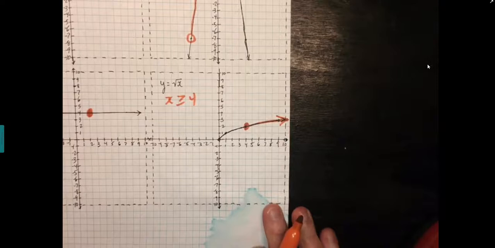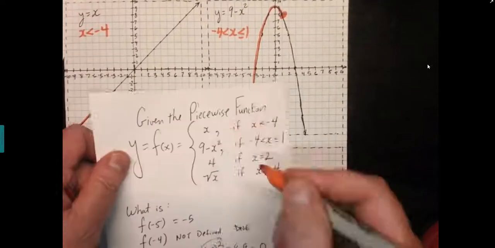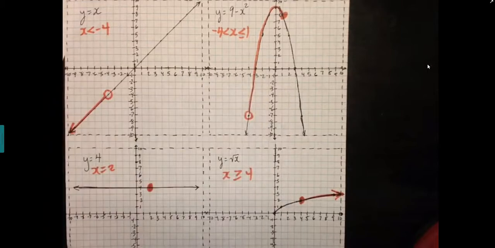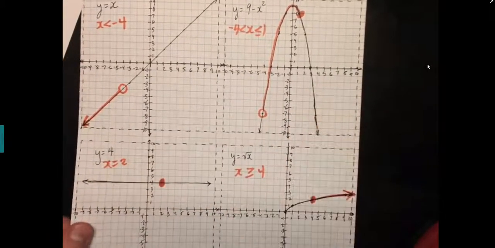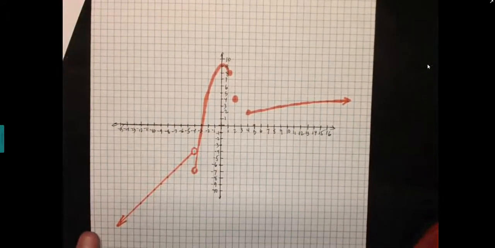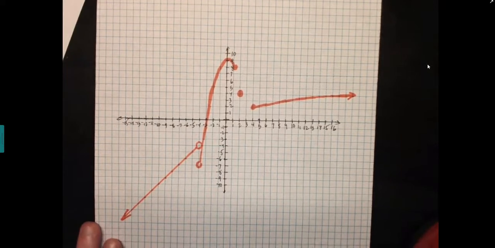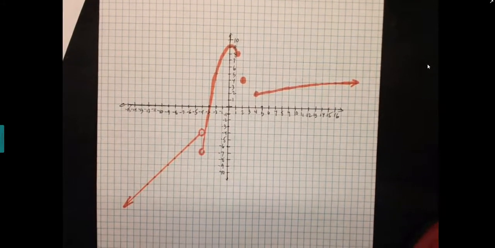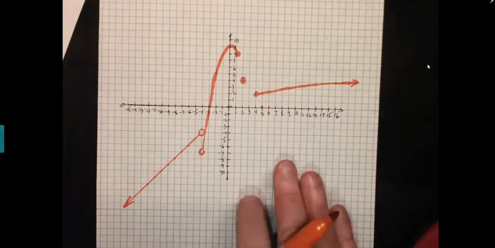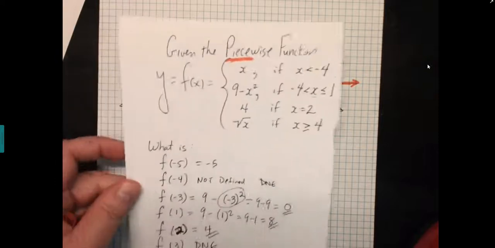So what we have to do for a piecewise function, that's why it's called a piecewise function, we take each of these pieces and we put them into one graph. And that is the graph of my piecewise function. And everything that I calculated here in the beginning should be consistent with what we find in the graph.